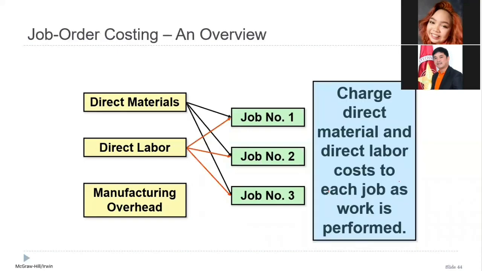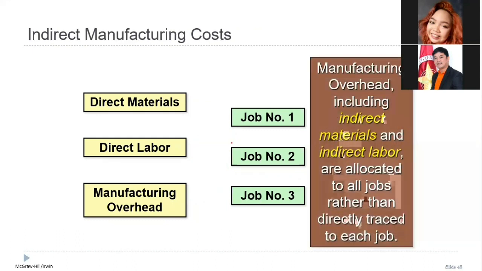Ulitin natin, ito pong direct materials, directly traceable kay job number 1, job number 2, and job number 3. Ganun din si direct labor. Pero pag si overhead, although same arrow pala yung naipakita, ibig sabihin lang natin, itinototal natin yung overhead and then later on kapag actual costing system, we just distribute to jobs number 1, 2, and 3 at kung ilang mang jobs ang meron tayo. Okay?